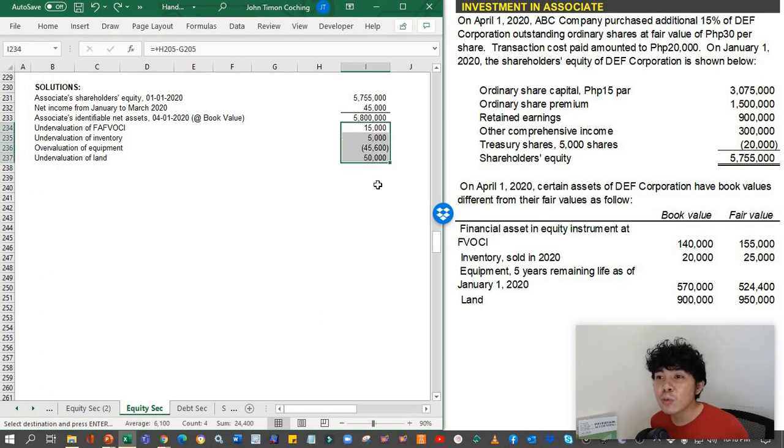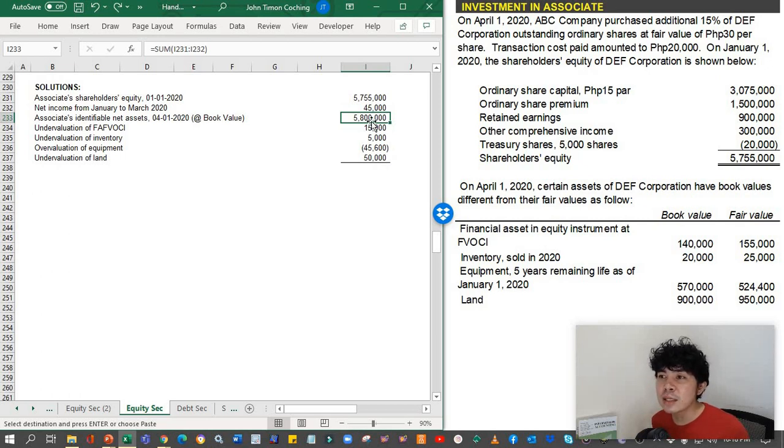Etong apat, eto lang yung mga assets na iba ang fair value sa book value. So sila lang yung kinonsider natin. Kasi yung all other items of assets and even liabilities, yung book value nila parehas na sa fair value. At nandito na yon, kasama na yun sa 5.8 million. So yung mga yon, wala na tayong problema doon. Dito na lang tayo may problema sa apat na to. At eto yung adjustments na ginawa natin sa apat para maging fair value sila.